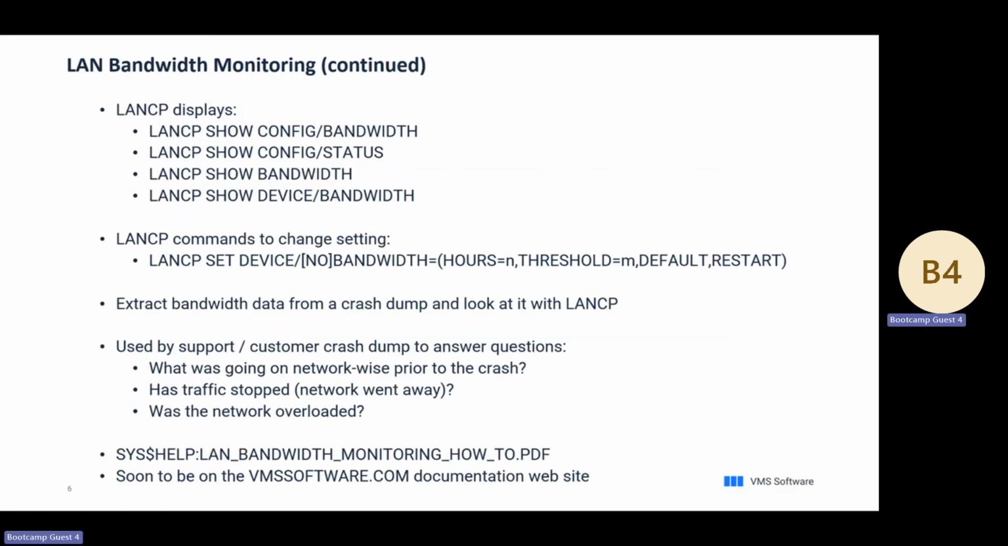So some of the displays, you have show config/bandwidth. That would give you the configuration, the list of devices, and a little bit of data concerning how much bandwidth was seen in the last few seconds. And then config/status gives you more bandwidth information. And then show bandwidth gives you the settings, and then show device/bandwidth gives you the actual bandwidth data.